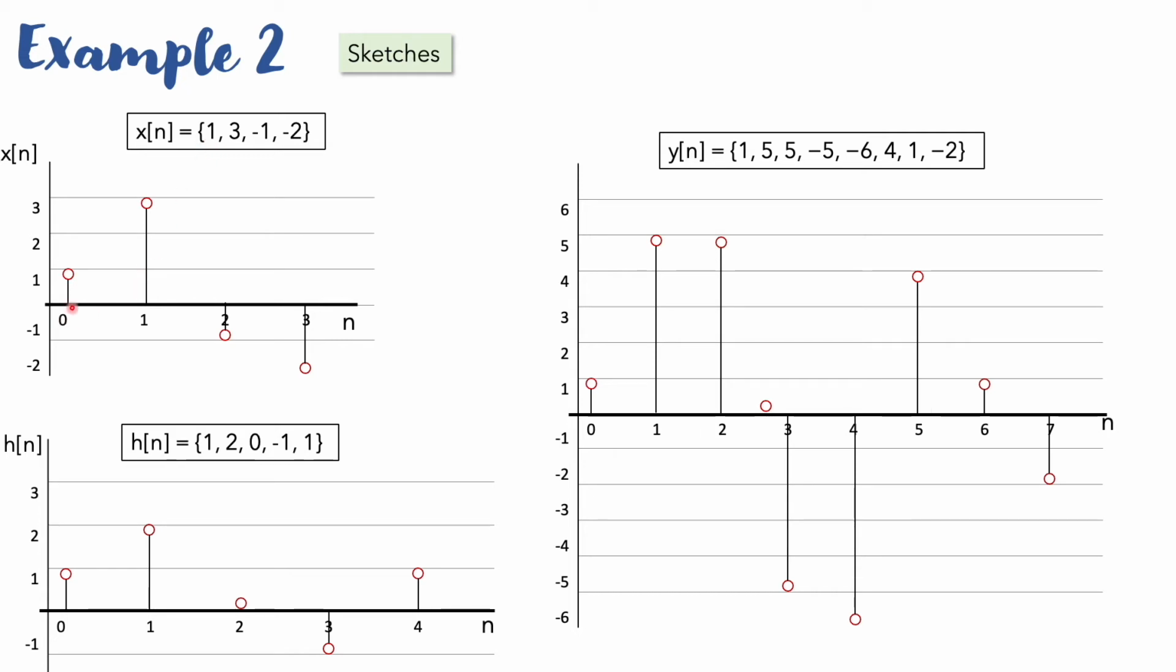First one is at 0. It has a magnitude of 1. Second one is at sample position 1 and it has a magnitude of 3. It will go like this. And third one is at sample position 2 with a magnitude of -1, and the fourth sample at sample position number 3 has a magnitude of -2. And similarly we can plot our impulse response like this, and our output sequence like this.